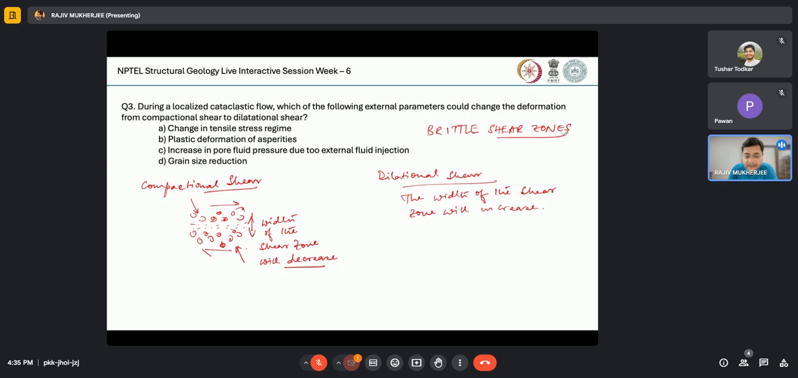But in this case, whenever we are trying to widen the shear zone, we're talking about shear zones in the sense that the maximum shear is being localized in a particular area. And if you want to expand that region, that means we want to expand the volume of the entire area, which would require dilation. So it, of course, is a change in the stress regime. But is it the change in tensile stress regime or something else? That is the question.